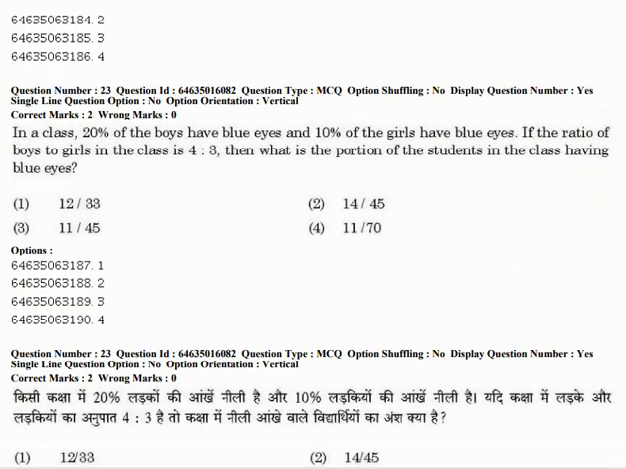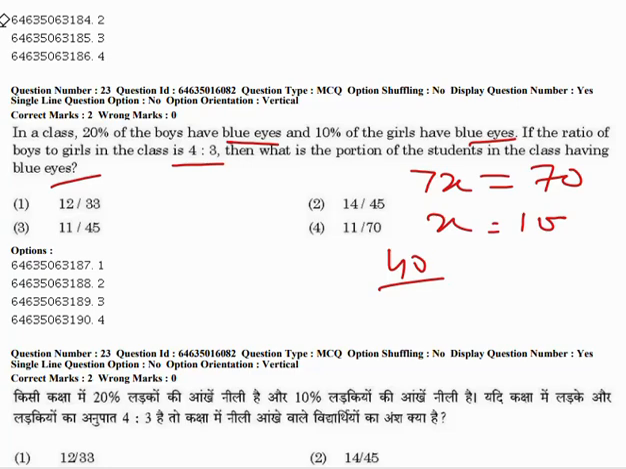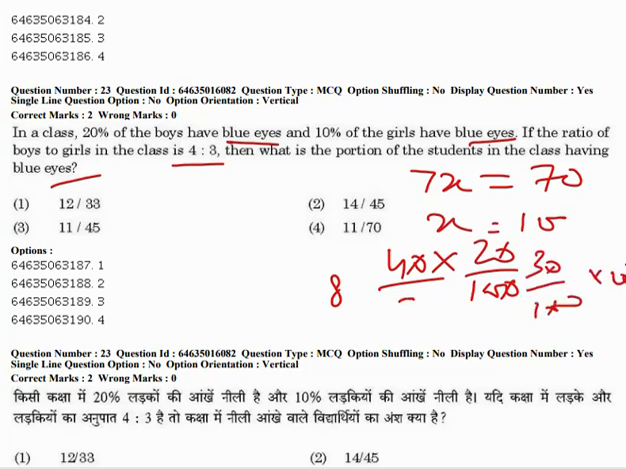Option number 3. In a class, 20% of the boys have blue eyes, 10% of the girls have blue eyes. The ratio of boys and girls in the class is 4:3. Then what is the proportion of students in the class having blue eyes? 7x equals 70, x equals 10. 40 into 20 by 100 is 8, or 30 by 100 into 10 is 3. 8 plus 3 divided by 70 equals 11 by 70. Correct answer is 11 upon 70.